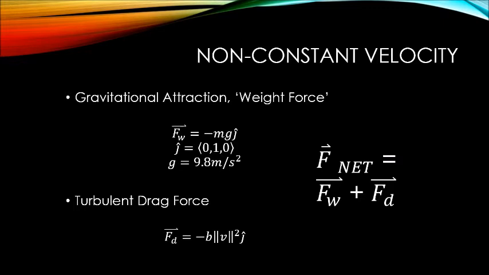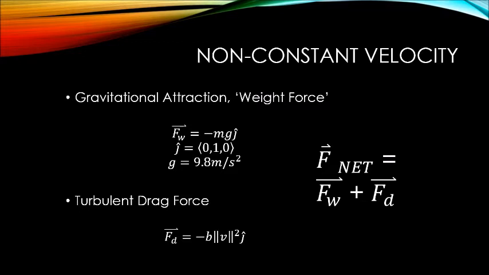Therefore, the net force will be found using the sum of the weight force and the drag force. The weight force is the gravitational attraction between the falling object and Earth, and is given by the negative mass of the object times 9.8 meters per second squared times j hat, in the y direction, that is. Turbulent drag force is the force that acts against the object as it's falling and is given by a negative b, which is a constant found experimentally, times the magnitude of the velocity squared, times j hat.